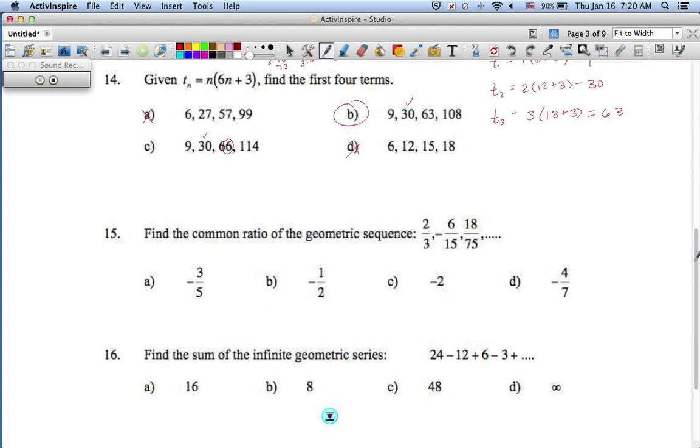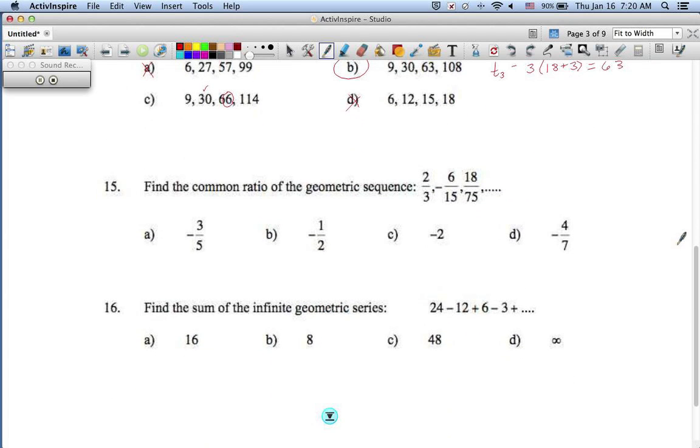Moving on to number 15, find the common ratio of the geometric sequence. Well, remember, to go from one term to the next, we're multiplying. So to go from the next term to the previous term, I divide. So negative 6 over 15 divided by 2/3. Dividing by a fraction is the same as multiplying by the reciprocal. 3 and 15 reduce. Negative 6 and 2 reduce. So it looks like we end up with negative 3 over 5.